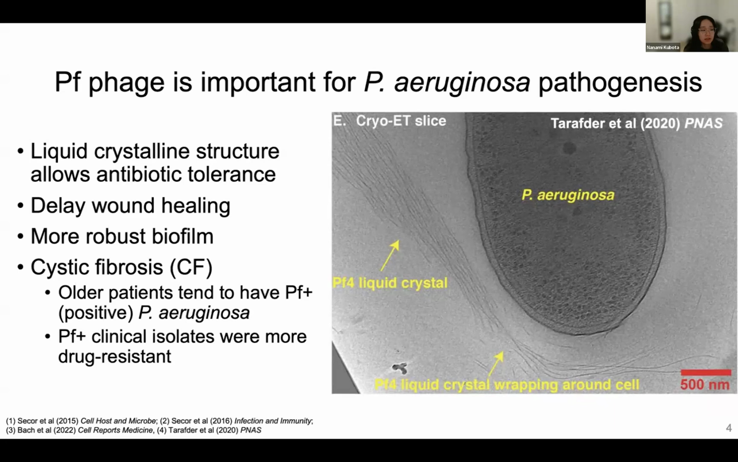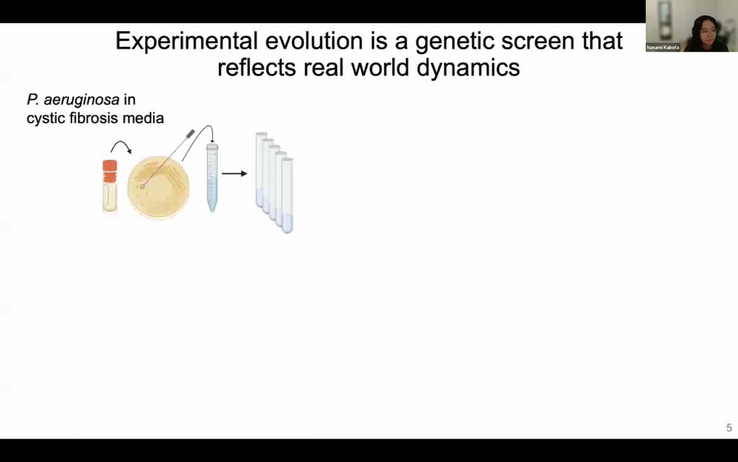And in the context of cystic fibrosis, older patients who are chronically infected with Pseudomonas aeruginosa also tend to have bacteria that are positive for these PF phages. These PF-positive clinical isolates also tend to be more drug resistant. So we can see that PF phage is quite important in the context of Pseudomonas aeruginosa infection.